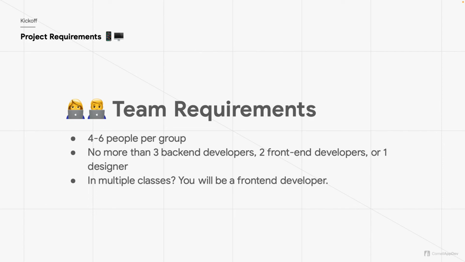Alright guys. Just for team requirements, there's four to six people per group. There's no more than three backend developers. There's also two front-end devs and only one designer. And if you're in multiple classes, you'll be a front-end dev.